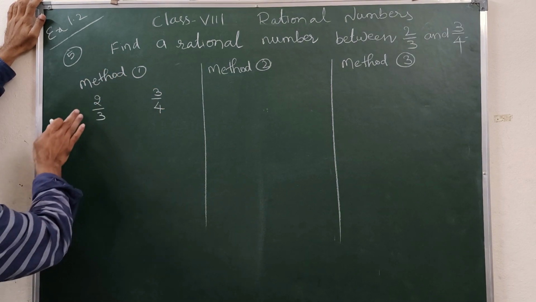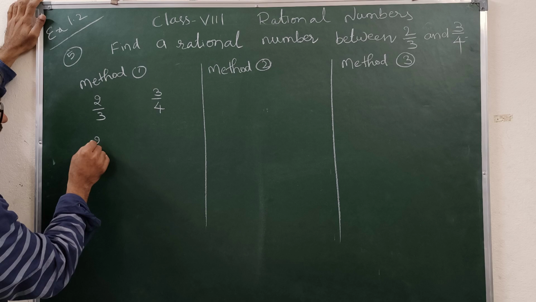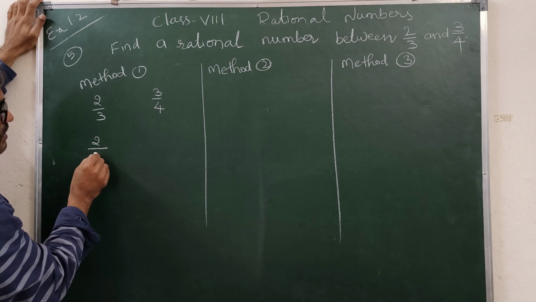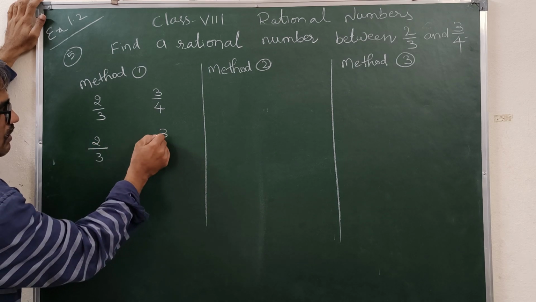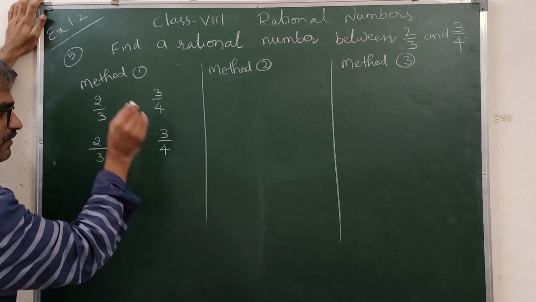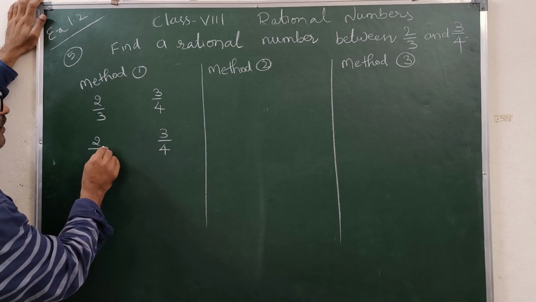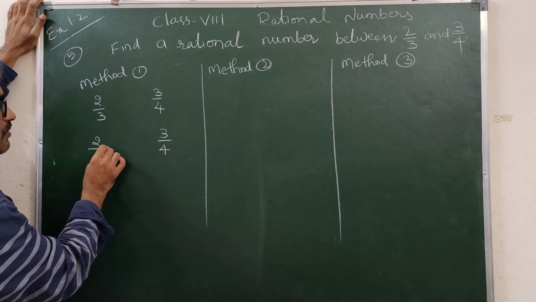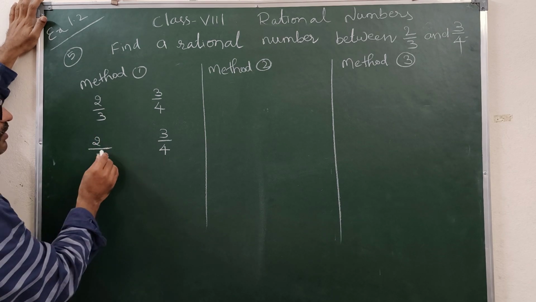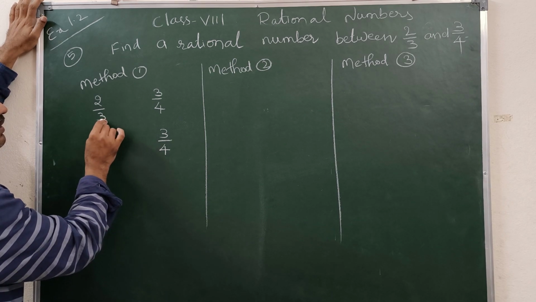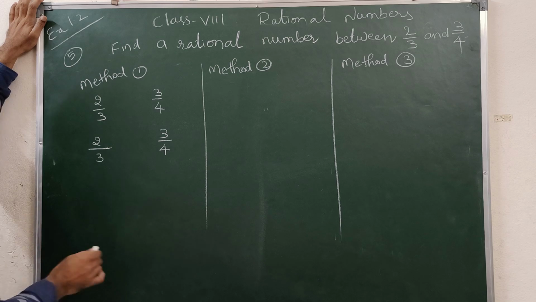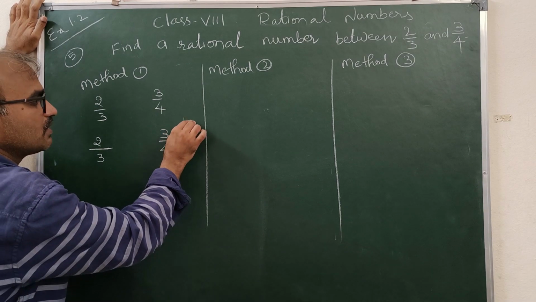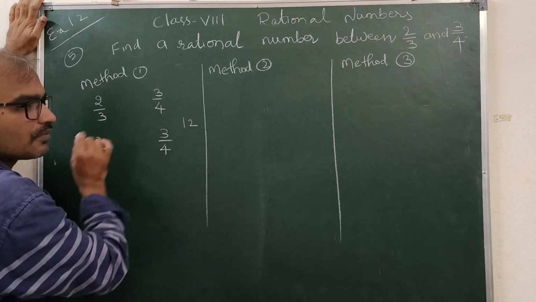Now without changing the value of the fraction, I can equalize the denominators. 2 by 3, 3 by 4. Again write the fractions as it is. Without changing the value of the fraction, I have to change only denominators. Right? So I know that in 3 table, 4 table, the first number that comes is 12. Nothing but that is the LCM of 3 and 4.